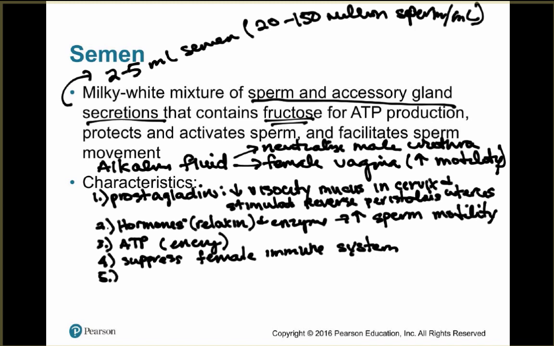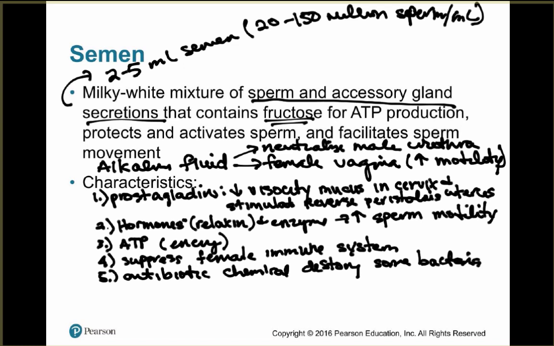Now, semen also has antibiotic chemicals that help destroy some bacteria. And last but not least, it has clotting factors. Remember I said that earlier? You might have been like, this is weird. So basically the clotting factors help to coagulate the semen initially.